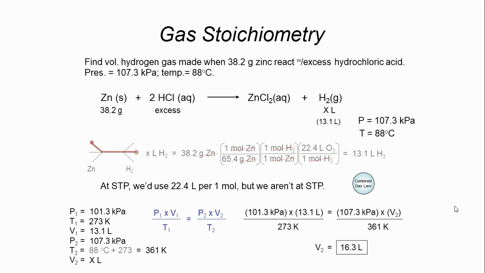Let's see if this makes sense a little bit. We made the temperature go from 0 Celsius to 88 degrees Celsius. What should that do to the volume? Well, it should make it go up because the molecules are moving faster. And sure enough, as the temperature went up, it went from an initial volume of 13.1 liters up to 16.3 liters.